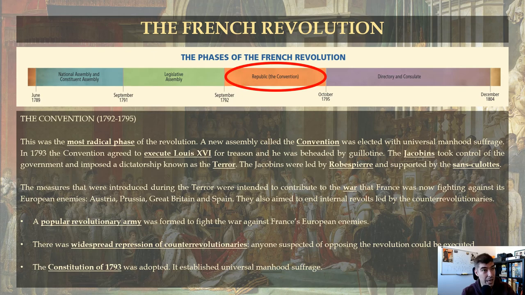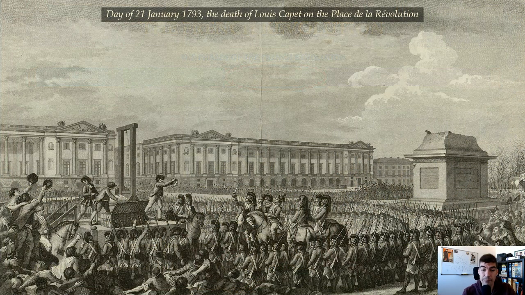The Terror executed around 42,000 people during these 3 years. And finally, they wrote a new constitution, the Constitution of 1793, which established universal manhood suffrage, and it was the Constitution of the Republic. Here you have the death of the citizen Louis Capet, that's how they called the king, on the Place de la Révolution, which is the Place de la Concorde today in Paris.